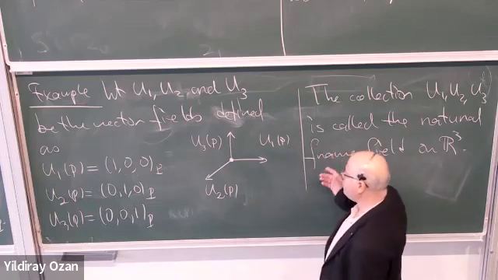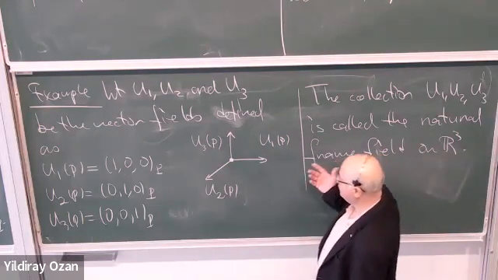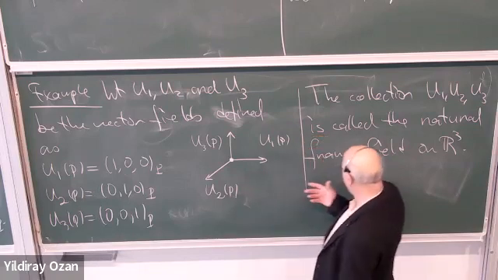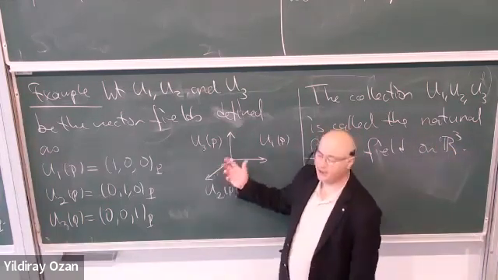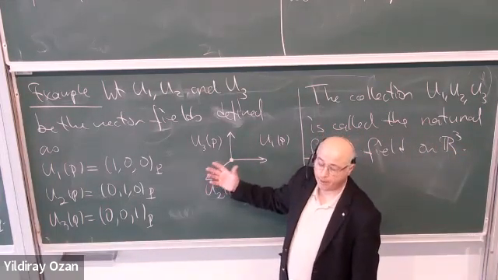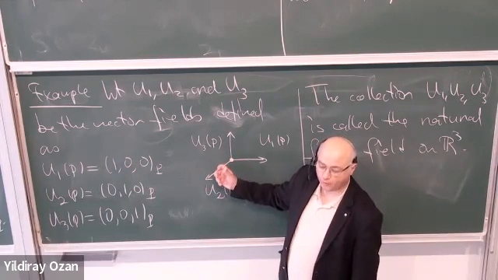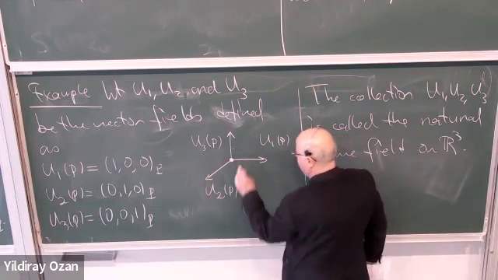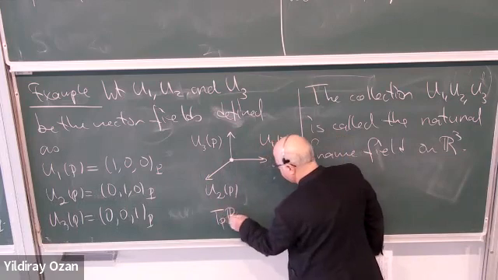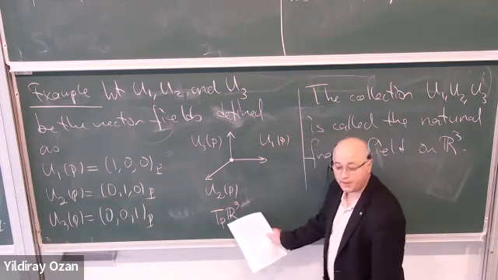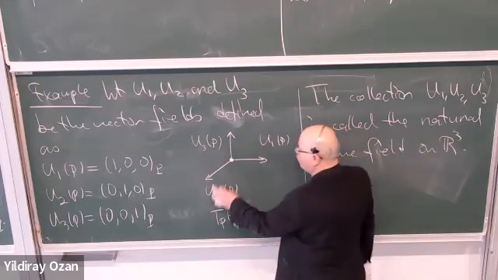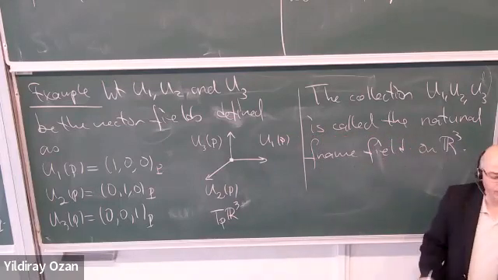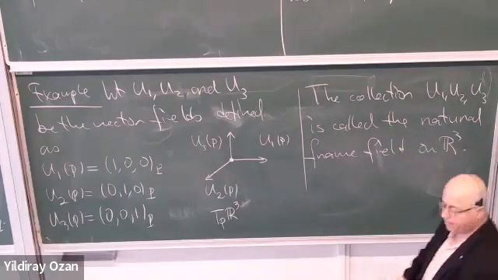Well, we will probably see later. I'm not sure, but when we say a frame at a point, we mean an orthonormal basis of the vector space of tangent vectors. So these three vectors give a basis for this, and it's an orthonormal basis. Such an orthonormal basis is usually called a frame.